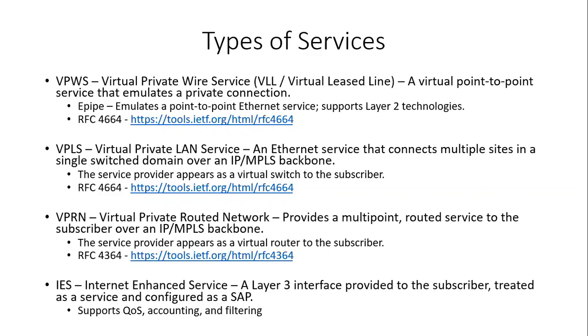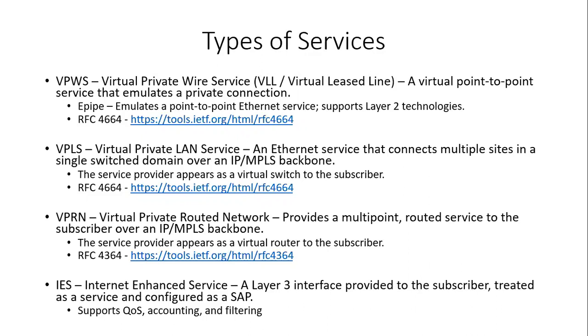So the first two are layer 2 VPN services, and the last two are layer 3 VPN services. First, we have a VPWS, or Virtual Private Wire Service. It's also called a VLL, or Virtual Leased Line. And this is a virtual point-to-point service that emulates a private connection. So in our example, we have an e-pipe, and this emulates a point-to-point Ethernet service. Of course, it supports all layer 2 technologies.